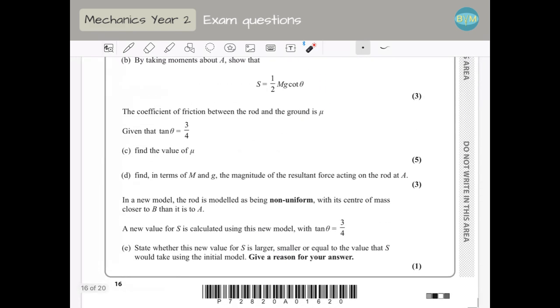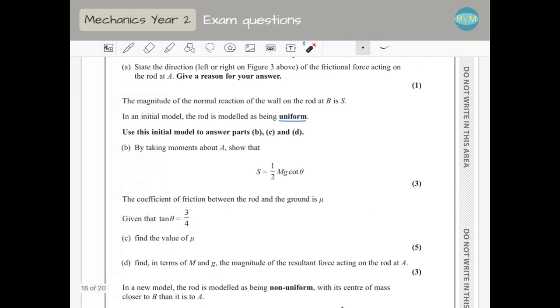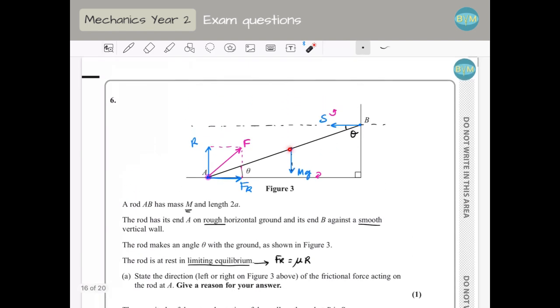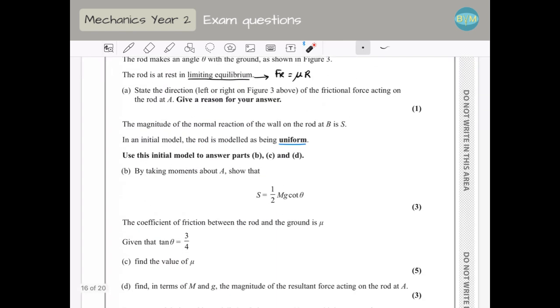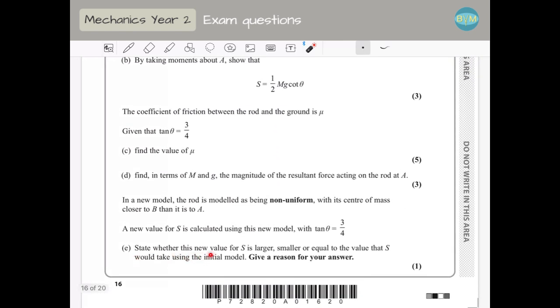And the last thing they ask is, in a new model, the rod is modeled as being non-uniform with the center of mass closer to B than A. So the center of mass before was in the midpoint, now it's closer to B. So this force has moved towards B. They ask, state whether this new value of S is larger, smaller, or equal to the value that S could take using the initial model. Give a reason for your answer. It's only 1 mark, you don't need to find that value.